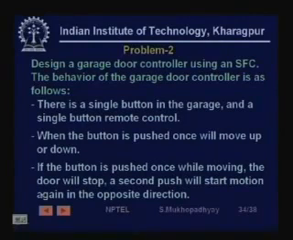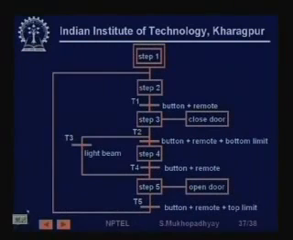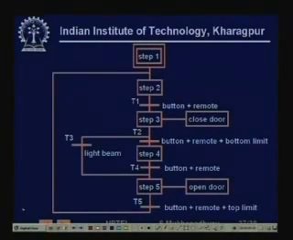So there is a single button in the garage and a single button remote control. So you can have either a button pressed in the garage, or a button pressed from the remote. So there are two kinds of buttons. If either a button is pressed from the garage or from the remote, then it will go to step 3 and it will start closing the door. This is the output. On the other hand, if a button is pressed either from local or from remote while it is closing, then the door will stop.